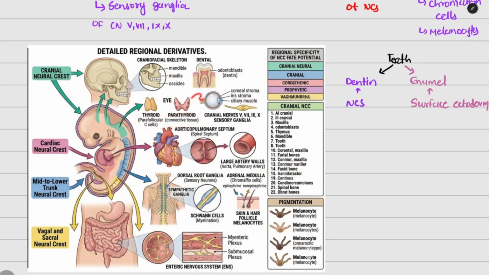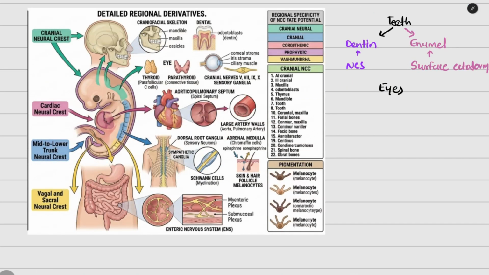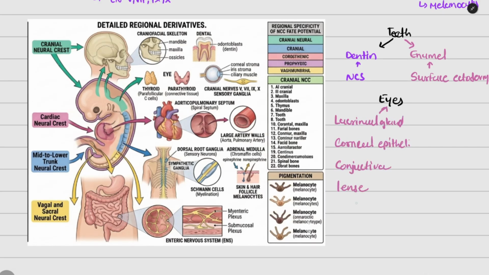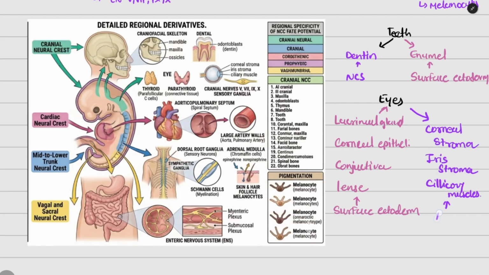In the eyes it forms corneal stroma, iris stroma, and ciliary muscles. And lastly, sensory ganglia of cranial nerves 5, 7, 9, and 10. So for the eyes we know lacrimal gland, corneal epithelium, conjunctiva, and lens are derived from surface ectoderm, whereas corneal stroma, iris stroma, and ciliary muscles are derived from neural crest cells.